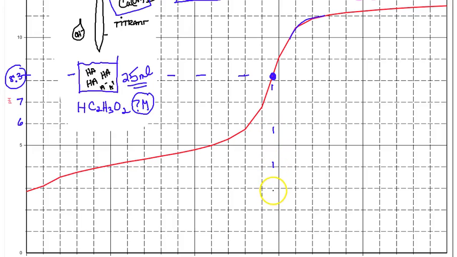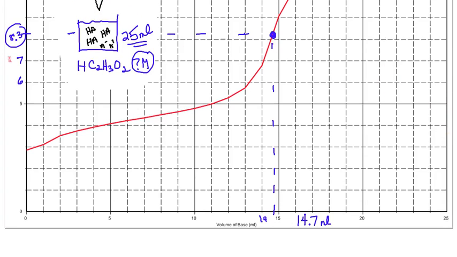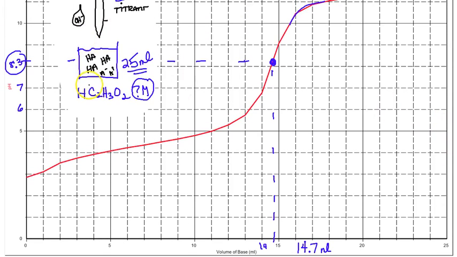So let's go get that volume. I'm going to read the volume at the equivalence point. Again, I'm estimating here, but these are good estimates. It looks like I'm about right here, so 11, 12, 13, 14. Let's do 14.7. So 14.7 milliliters is the volume of the base I had to add so that all of the hydroxides I added equal and match all of the weak acid.